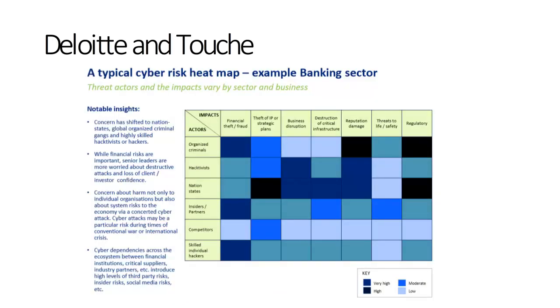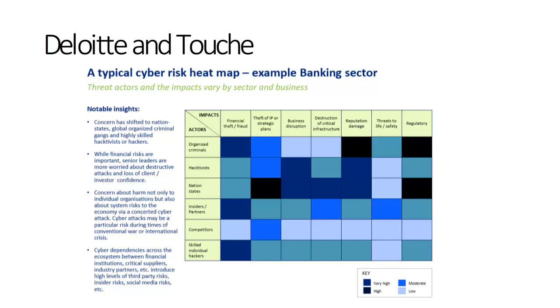Here's another Deloitte and Touche map that's rather unique. It shows actors and impacts rather than consequences and their probabilities. There is no spatial dimension to the risks in this matrix. Each cell is colored separately.